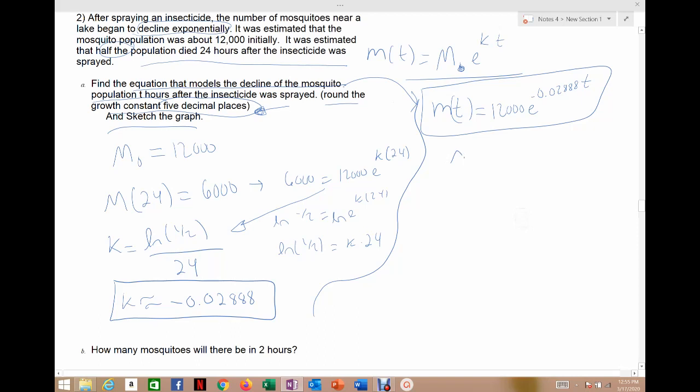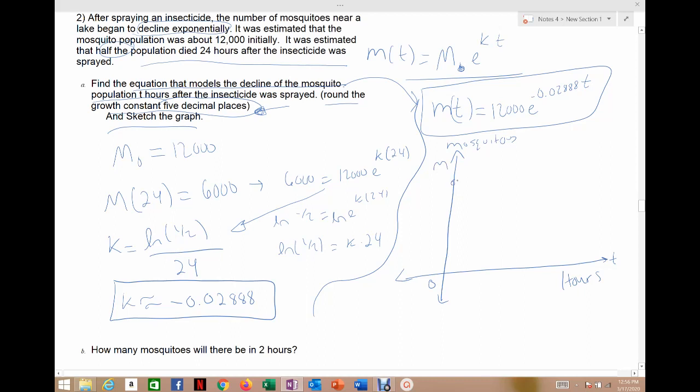Alright, now the sketch. Again, the sketch doesn't have to be in big detail like before. The biggest thing is only graph it in the first quadrant. I can't have negative time or negative mosquitoes. Label your axes. So this is hours, right, time is in hours, so that's the t-axis. This is the mosquitoes, so this axis is labeled mosquitoes. Alright, that's the axes.